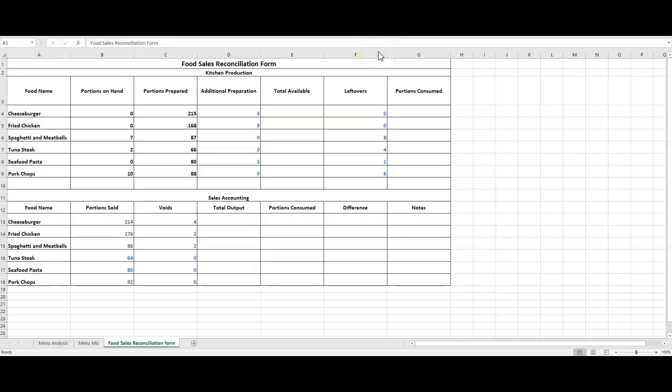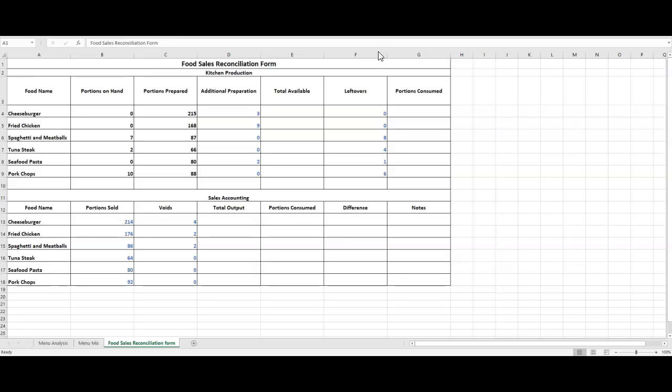Hey everyone, I just wanted to go over the food reconciliation form and the sales accounting that backs it up that we did not get to go over in class on Monday. Just looking at this, I want to set up the numbers that you see on the screen now.